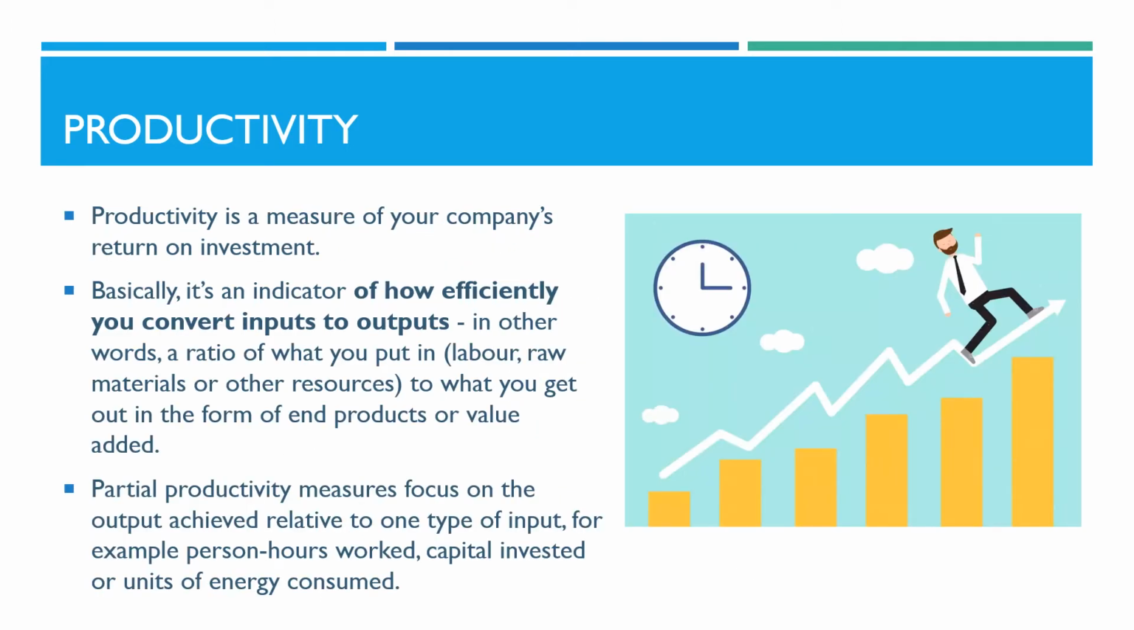Productivity is a measure of your company's return on investment. Basically, it's an indicator of how efficiently you convert inputs to outputs, in other words, a ratio of what you put in, labor, raw materials or other resources, to what you get out in the form of end products, or value added. Partial productivity measures focus on the output achieved relative to one type of input, for example person-hours worked, capital invested or units of energy consumed.